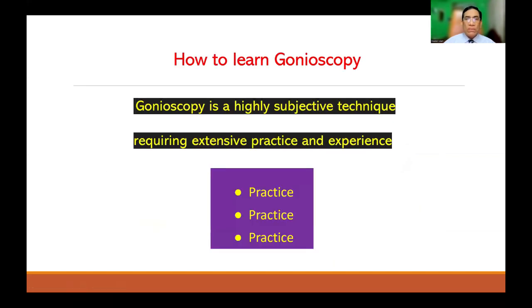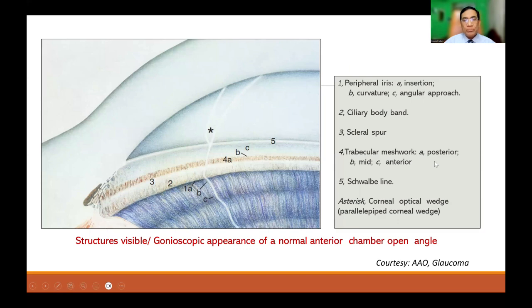So the question is how to learn gonioscopy. Gonioscopy is a highly subjective technique requiring extensive practice and experience. So I always say practice, practice makes you perfect for gonioscopy.